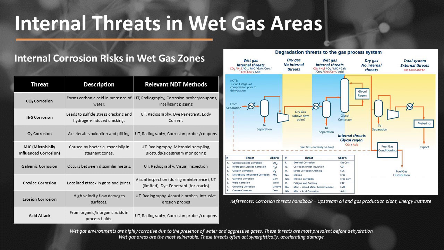And number 8 is acid attack threat, from organic or inorganic acids in process fluids. Relevant NDT methods to detect acid attack: ultrasonic thickness test or UT, radiography, and corrosion probes or corrosion coupons. Wet gas environments are highly corrosive due to the presence of water and aggressive gases. These threats are most prevalent before dehydration. Wet gas areas are the most vulnerable. These threats often act synergistically, accelerating damage.